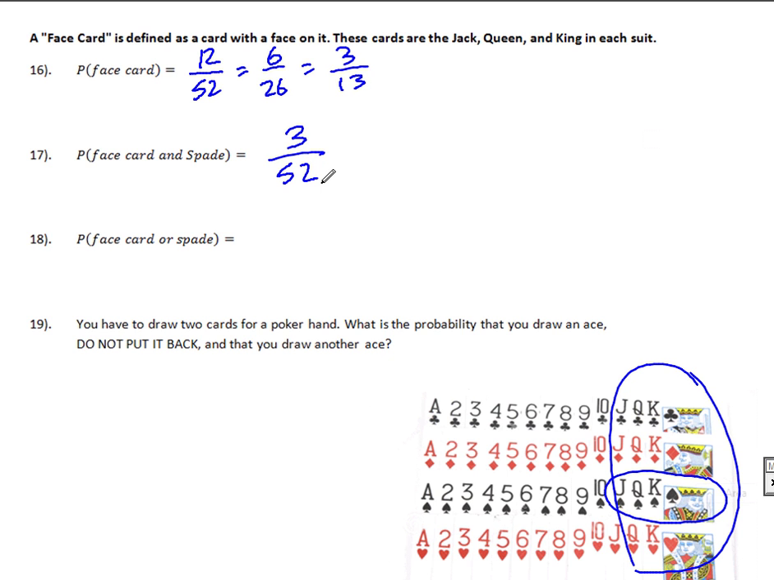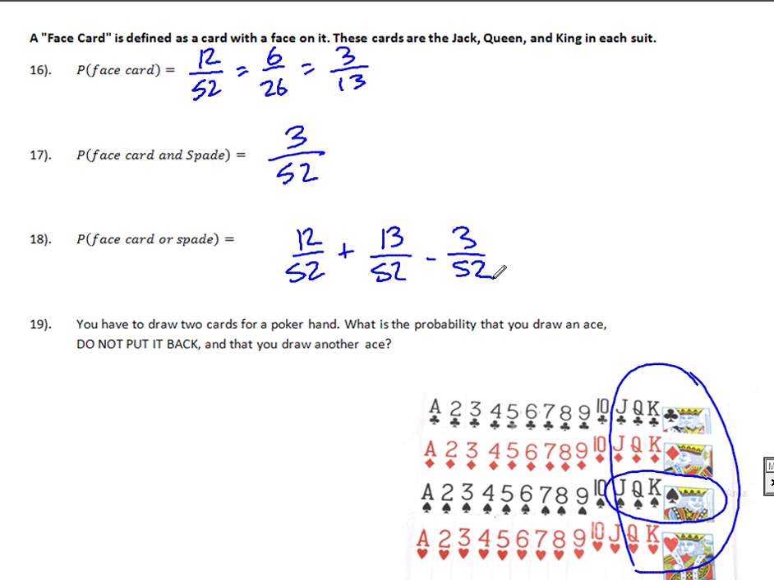Number 18, a face card or a spade. Okay, so for it to be a face card or a spade, again, same idea. There were 12 total face cards out of 52. There were 13 total spades out of 52. However, how many did we end up double counting? Well, the ones that are both, the 3 out of 52. So really I need to take back away my excess that I have here.